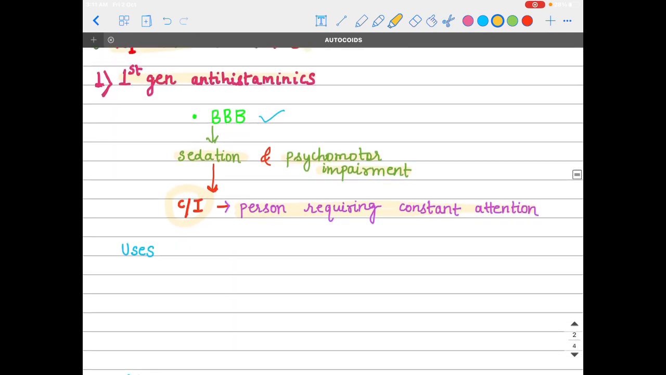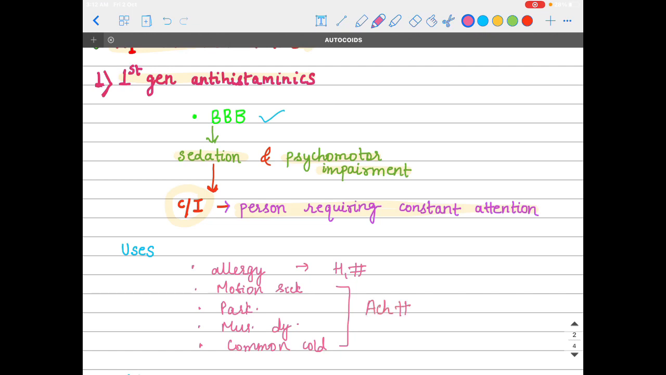Now, the uses of first gen antihistaminics. They are used in allergic cases, motion sickness, Parkinsonism, muscular dystonia, common cold. Friends, in allergy we use the H1 blocking property, and in motion sickness, Parkinsonism, muscular dystonia and common cold, we use the property of acetylcholine blockage.